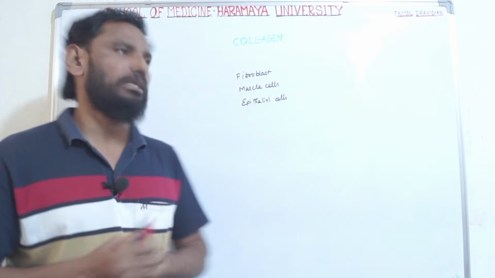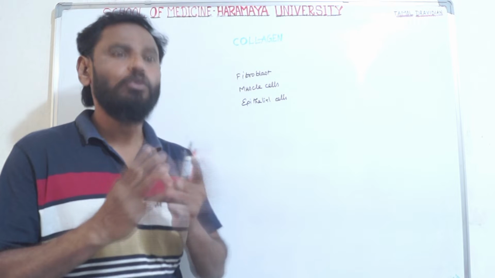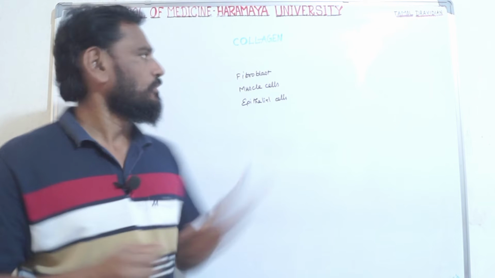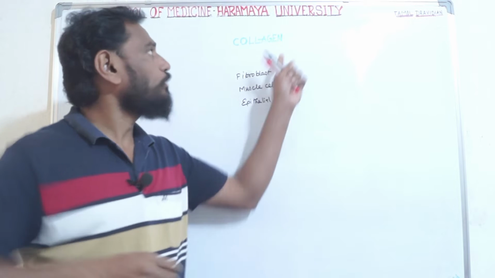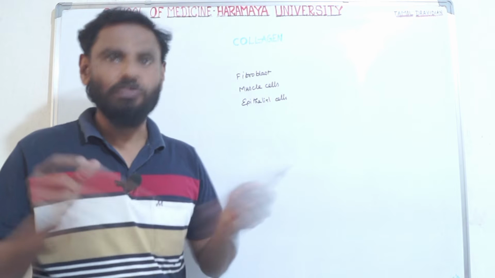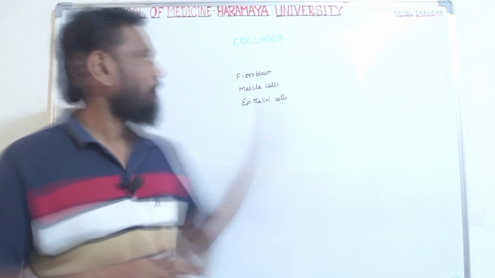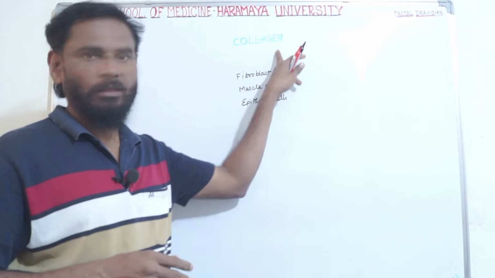What are the main functions of collagen? Collagen gives main support to all the organs. That is the main function of collagen. And collagens are also very useful for cell alignment, so that cell anchoring is possible. That is very important. Clear? So that is collagen.